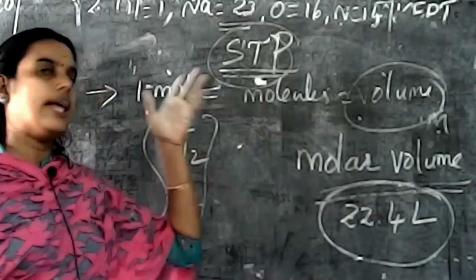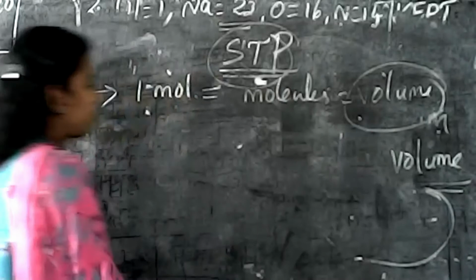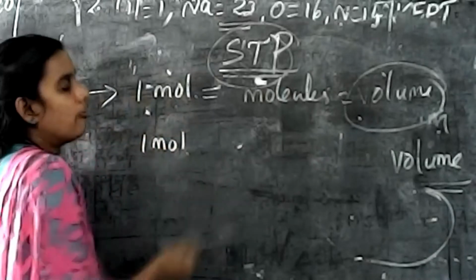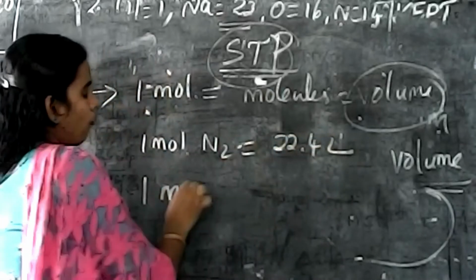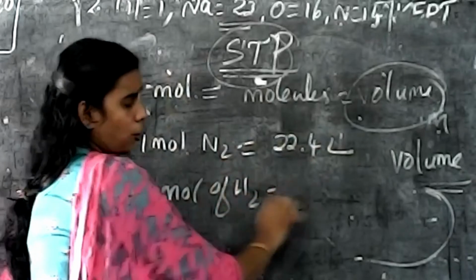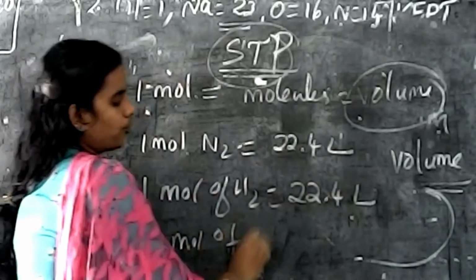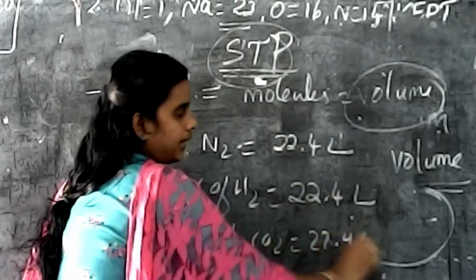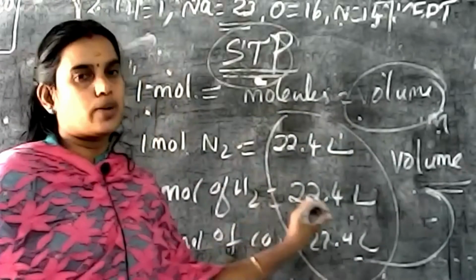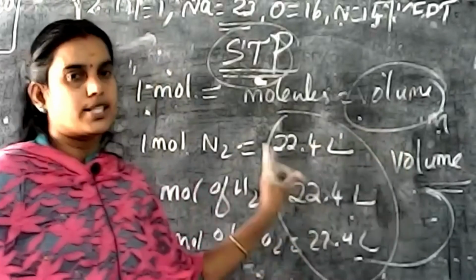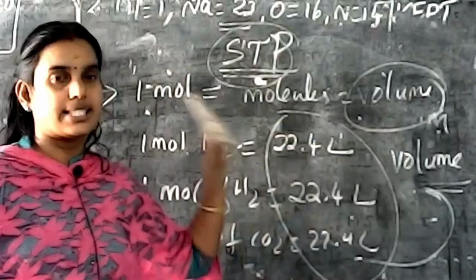So 1 mole of any gas occupies 22.4 liter. How can we represent this? 1 mole of nitrogen gas occupies 22.4 liter. Like this, 1 mole of hydrogen gas occupies 22.4 liters, and 1 mole of CO2 gas occupies 22.4 liter. This volume is taken as the standard value. That's why we are using molar volume, the standard volume.